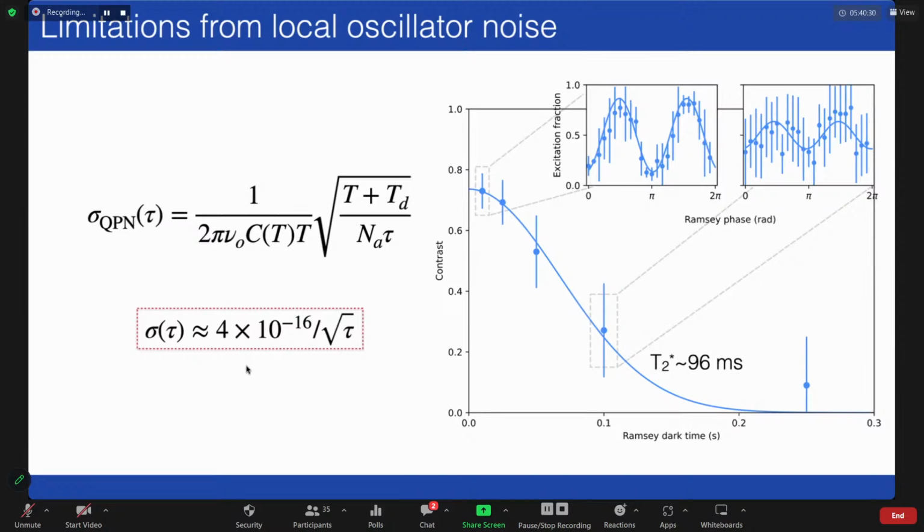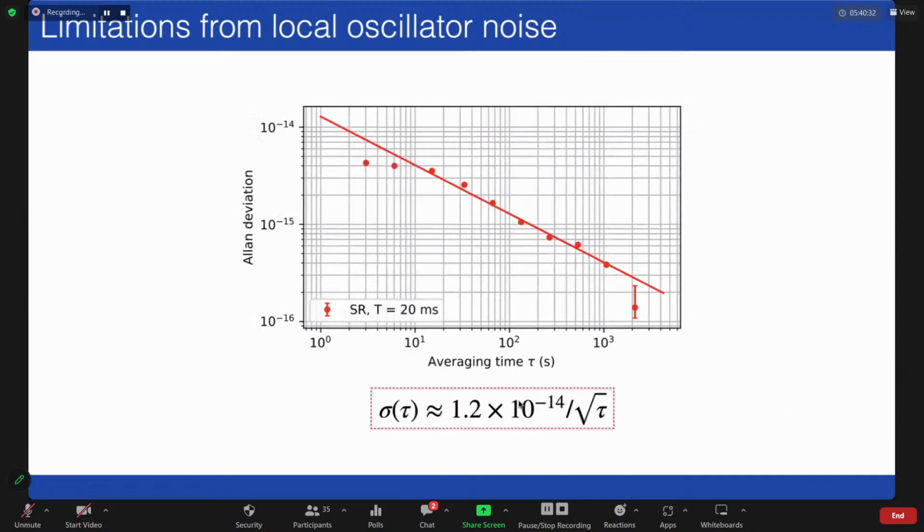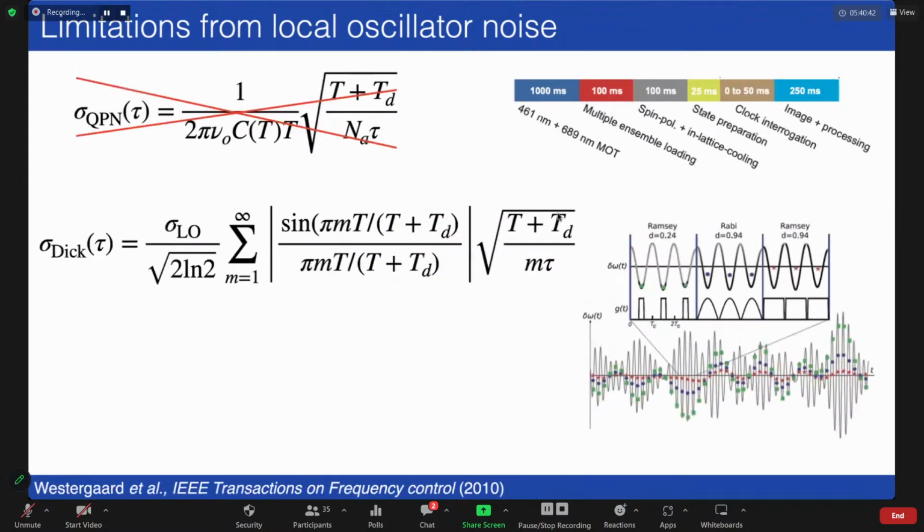But then we go and measure in our lab what we actually get, and we find that we're quite a bit worse than that, more than an order of magnitude worse than that. And the reason for that is that naive expression, that QPN expression, only accounts for quantum projection noise. It doesn't account for another form of noise, which is called Dicke noise.